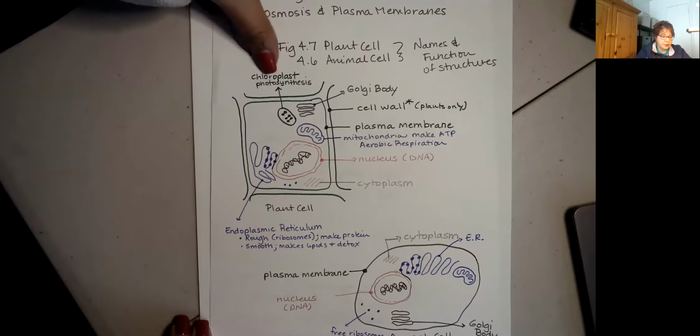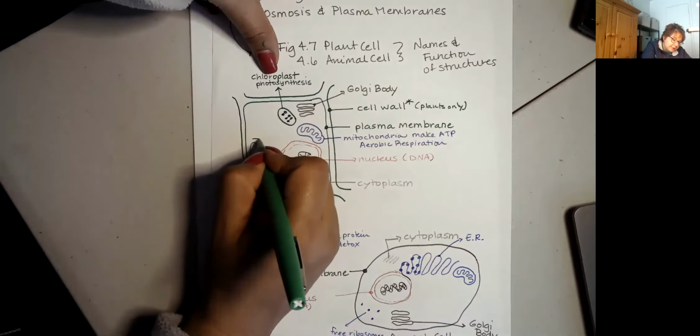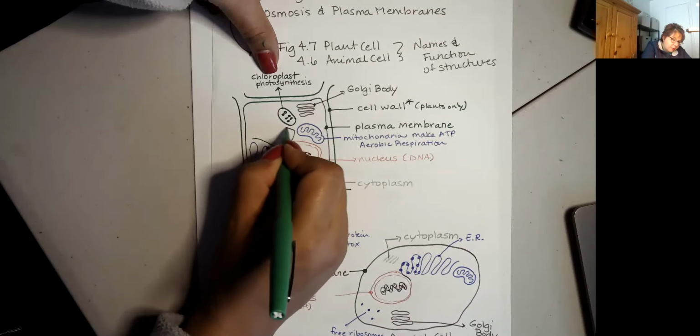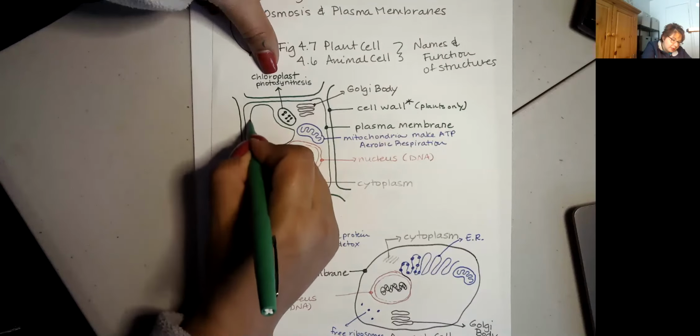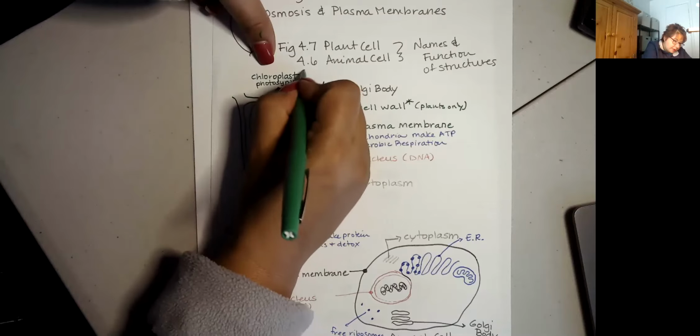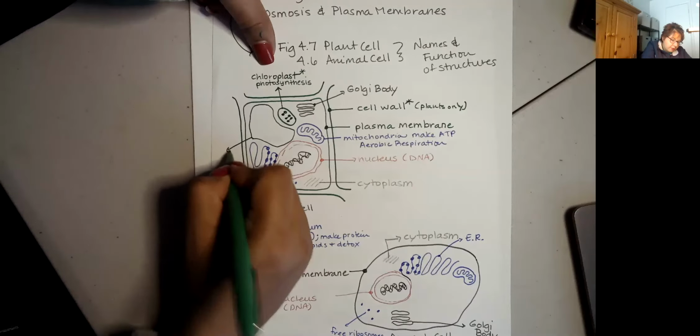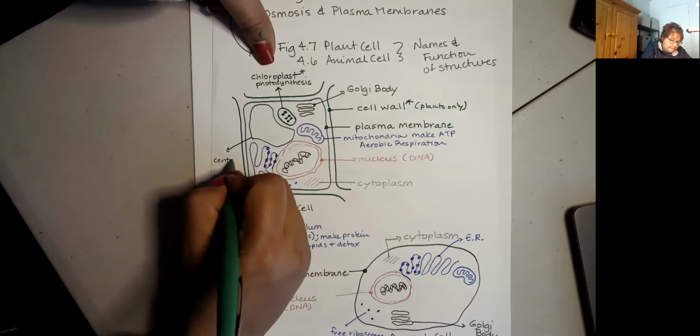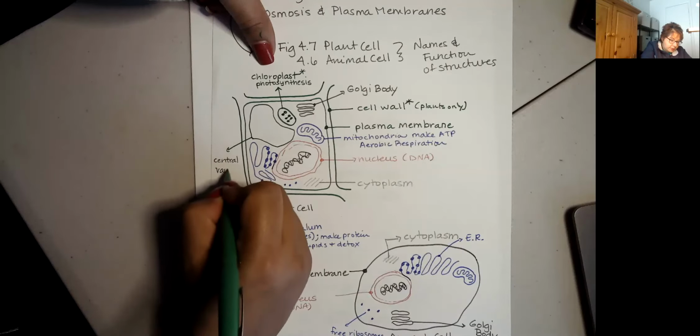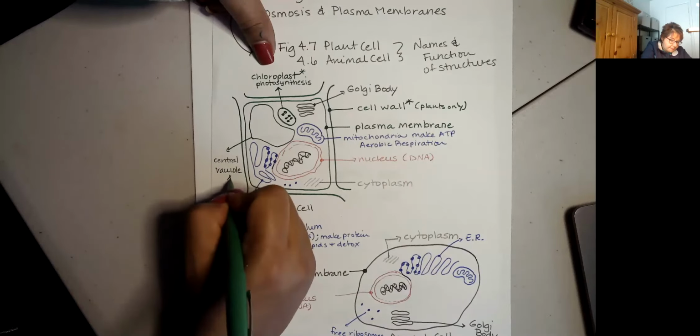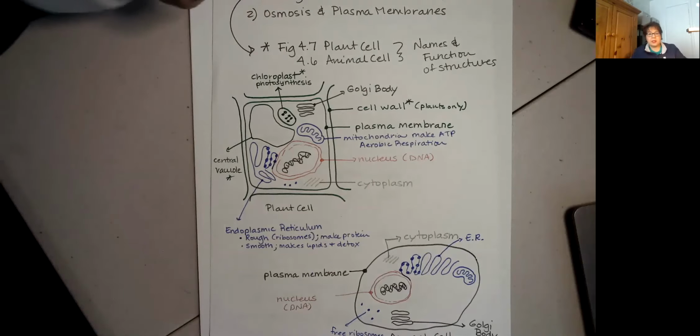The other structure that we see in plants only is a very large bag of water. A very large bag of water called the central vacuole. Again, that's in plants only. It's this huge bag of water inside of plant cells.